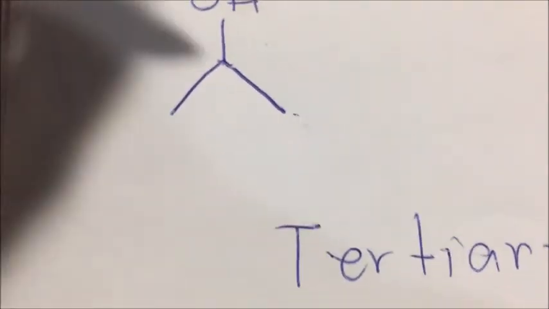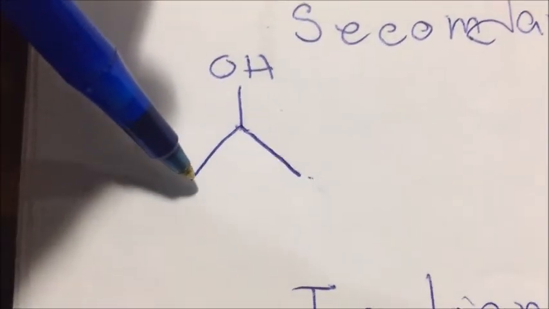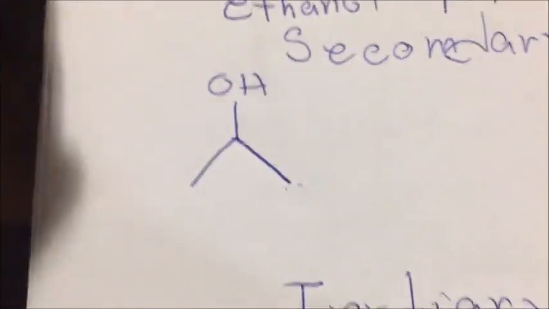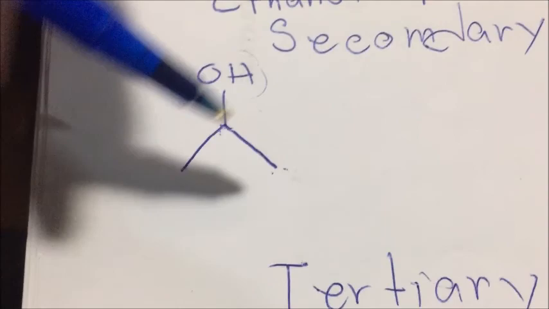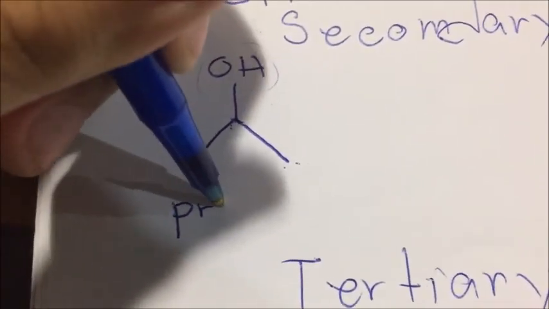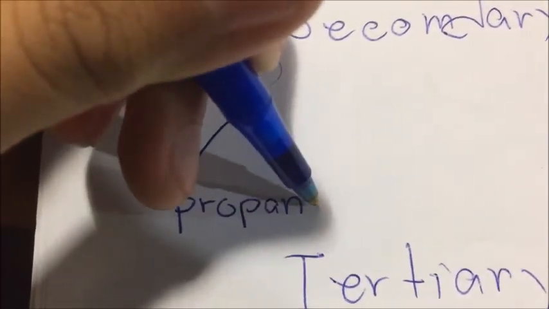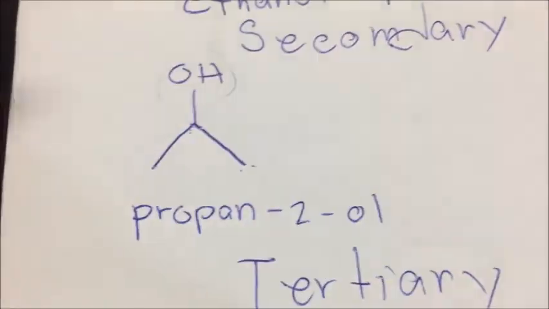Now, let's name this. So, we'll look for the longest carbon chain. 1, 2, 3. It's a propane. Now, where is this OH group connected to? To the second carbon atom. So, this would be propan-2-ol. Now, let's move to the next one.